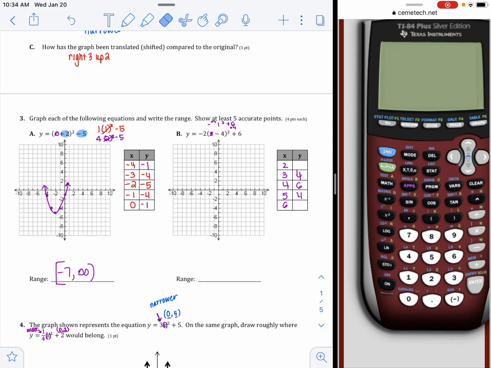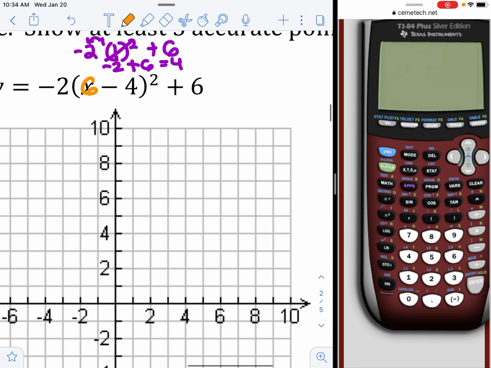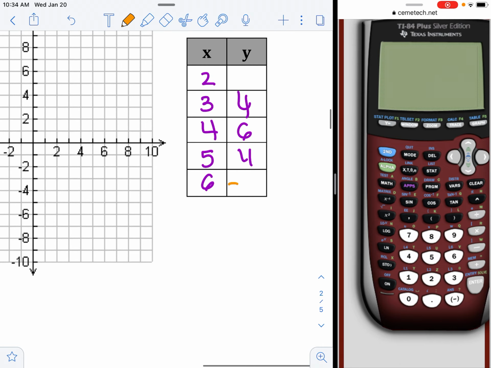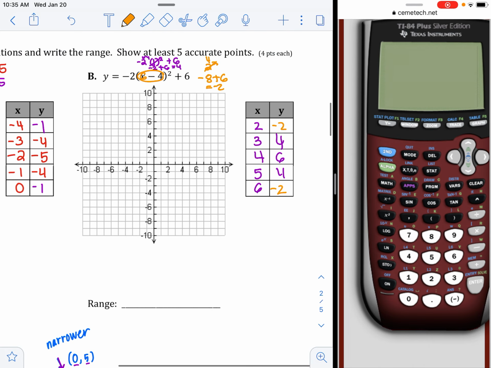Now I have to plug in. Oh, I didn't mean to erase all that. There we go. Now I have to plug in 6. So I'll plug in 6. 6 minus 4 is 2. Then I have to square that. Then I have to multiply that by -2. So 4 times -2 is -8. Then I have to add 6, which is -2. So now I'm ready to graph this.